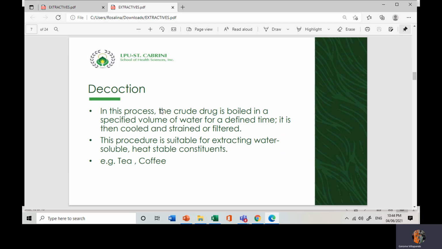While for decoction, the crude drug is boiled in a specified volume of water for a defined time. It is then cooled and strained or filtered. This procedure is suitable for extracting water-soluble, heat-stable constituents. Coffee and tea are the common examples. Especially now there are many different types of coffee and tea bags. Decoction is what you do when you brew.